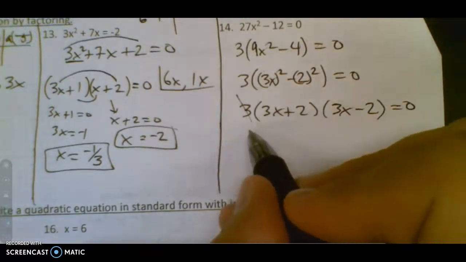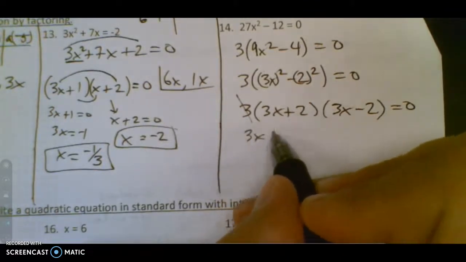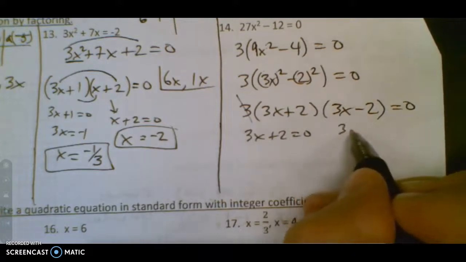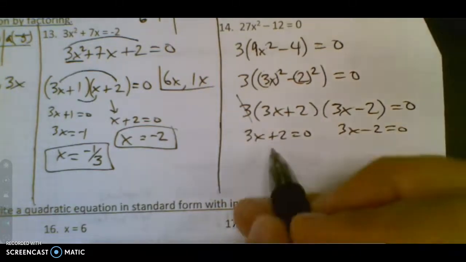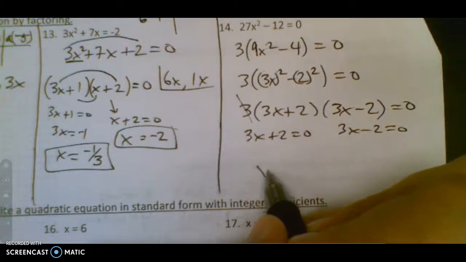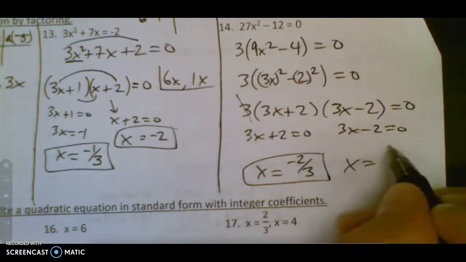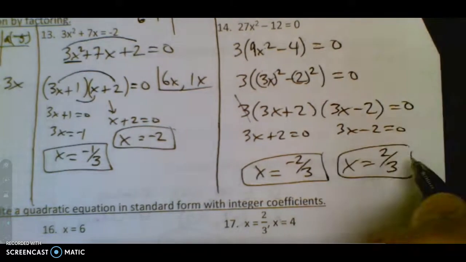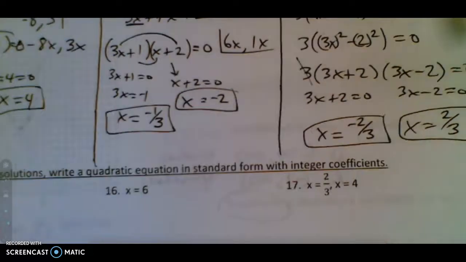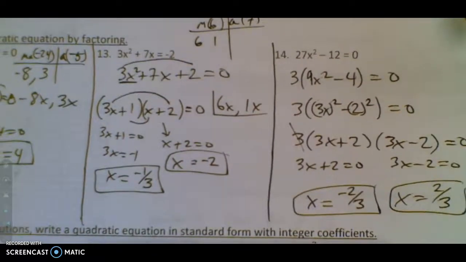I'm going to set this to 0 and set this to 0 and solve them. Now I can do these in my head. So this one's x equals -2/3, and this one's x equals regular 2/3. Okay, so just something to consider here. Let's go into the next chunk.